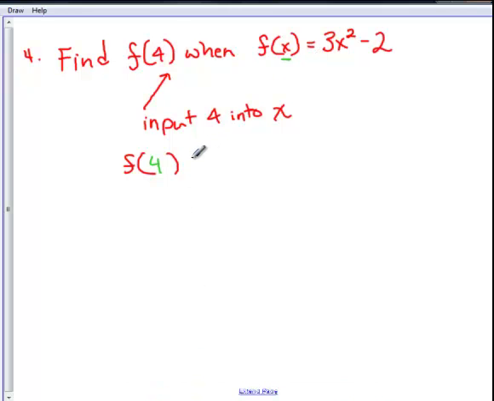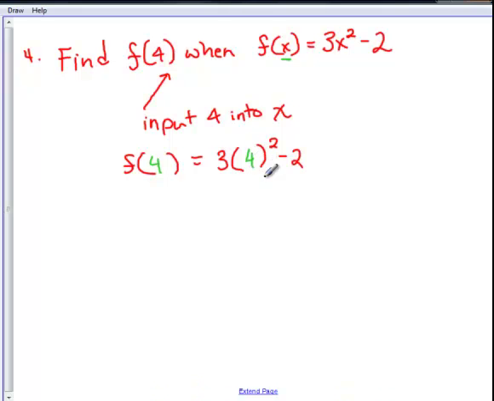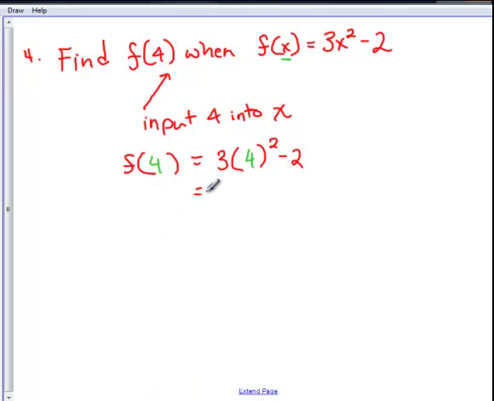So real simply, we would write 3, then we would write 4 squared minus 2. All right, so in this case, really simple, what would we do first to solve? Would we do the 3 times 4 or the 4 squared? Order of operations, we're going to do the 4 squared. And that gives us 46. This should all be easy to you guys.